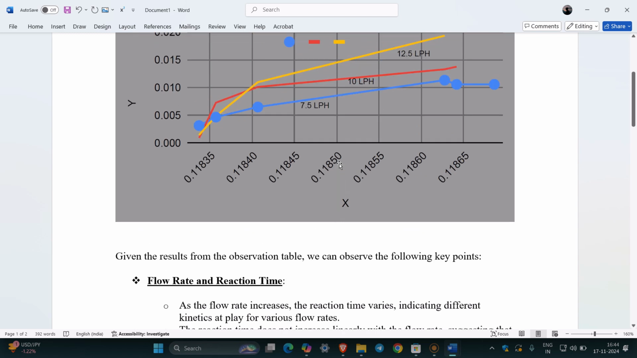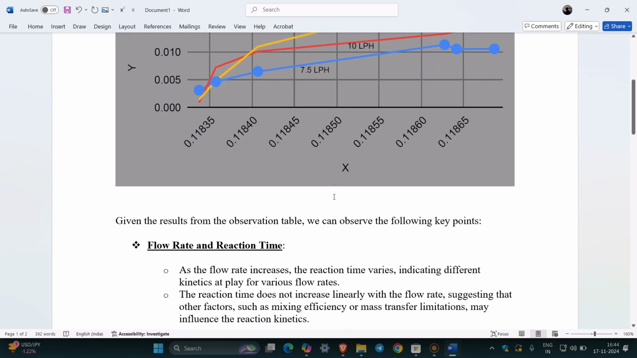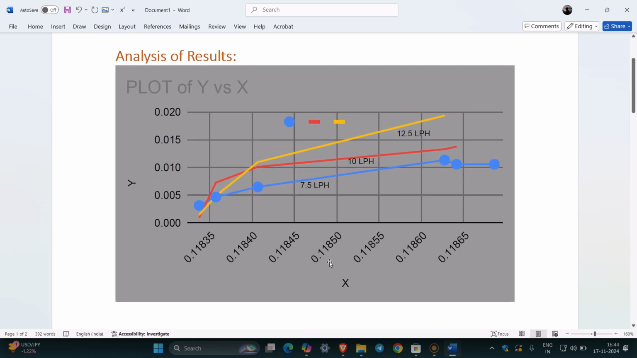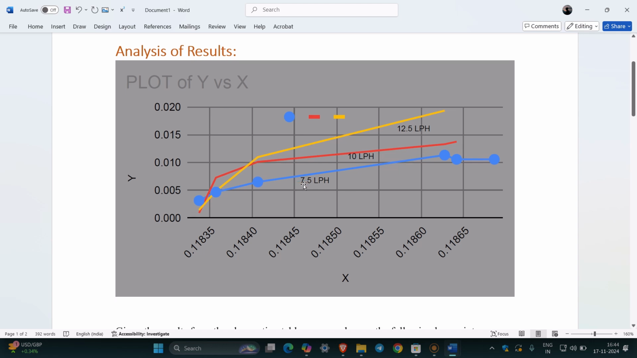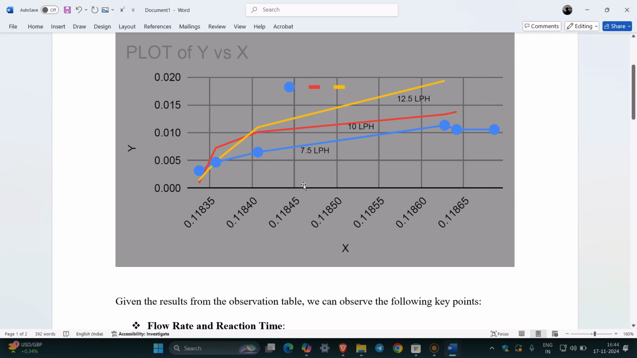So what we can predict from this graph is that as the flow rate increases, the reaction time varies, indicating different kinetics at various flow rates. We can see that as we increase the flow rate, the reaction kinetics changes. The yellow line, the red line, and the blue line do not coincide with each other or lie one over another. It shows that the reaction kinetics changes as we increase the flow rate.